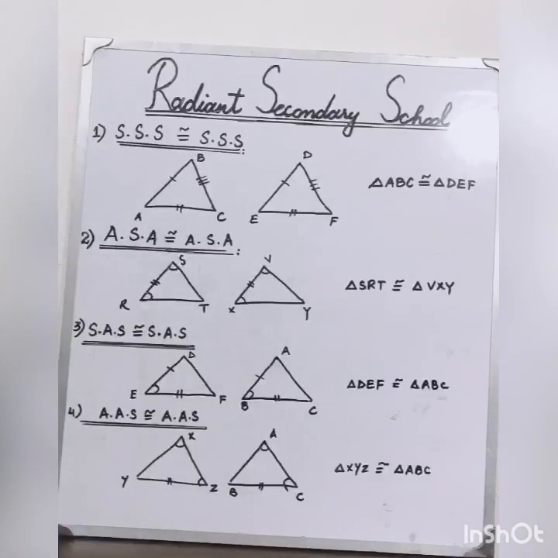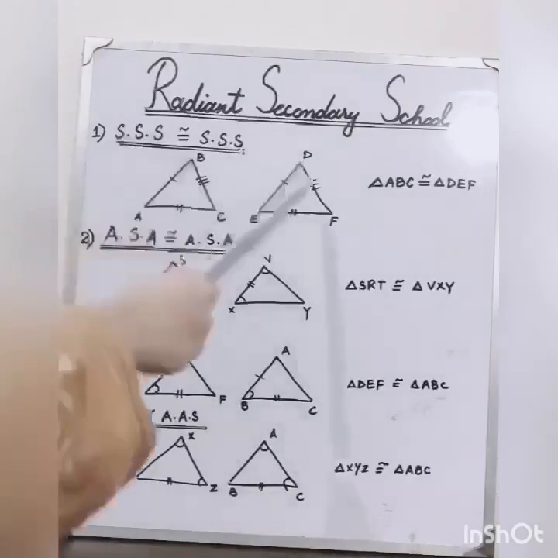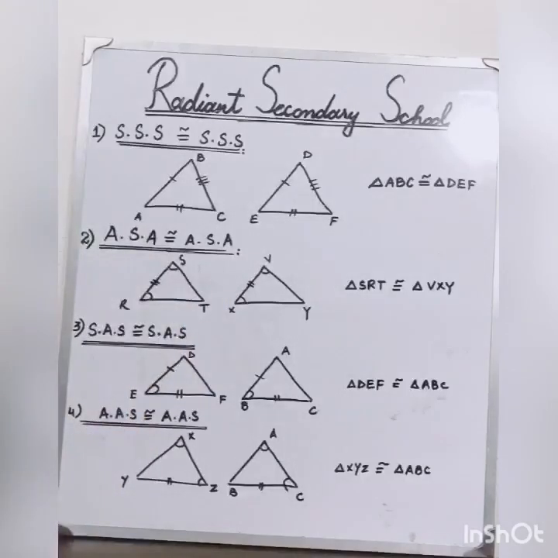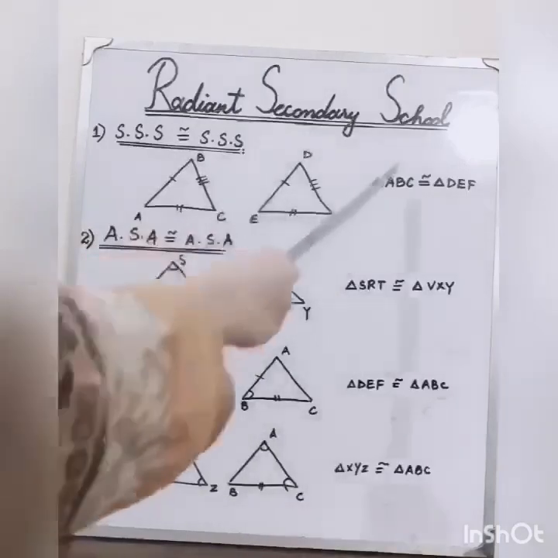According to this postulate, in any correspondence of two triangles, if three sides of one triangle are congruent to three sides of other triangle, then the two triangles are congruent. Three sides means this side is congruent to this one, this side is congruent to this one, and this side is congruent to this one. If three sides of one triangle are congruent to three sides of the other triangle, then we will say that these two triangles are also congruent. So here we can write that triangle ABC is congruent to triangle DEF.